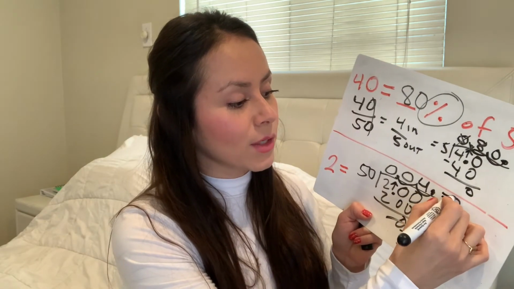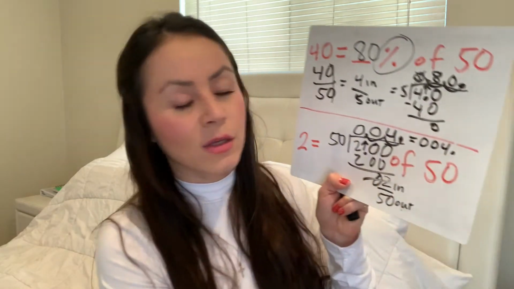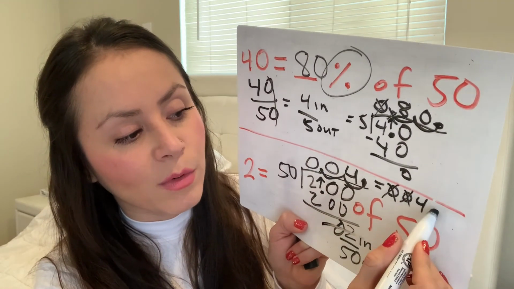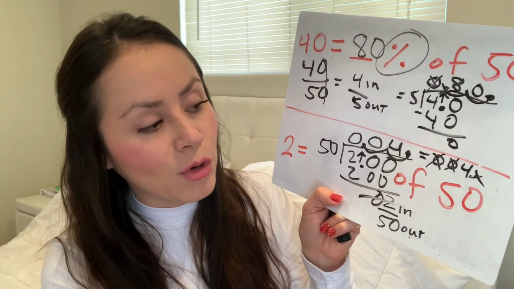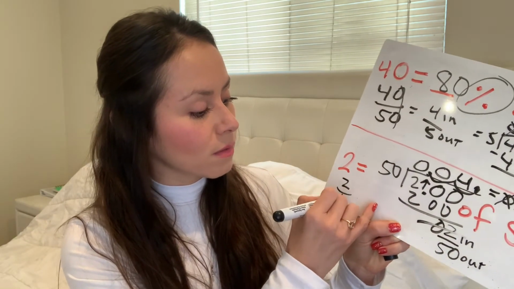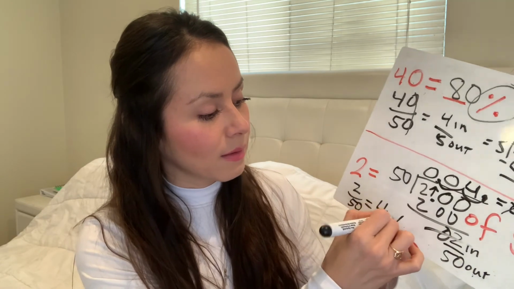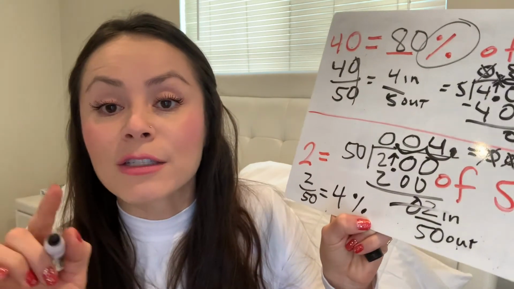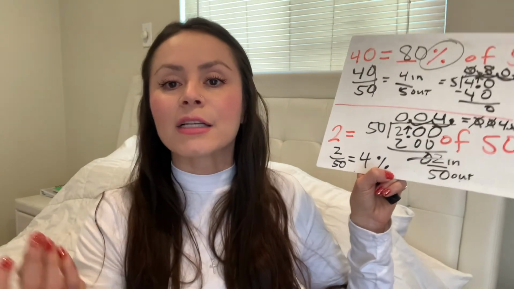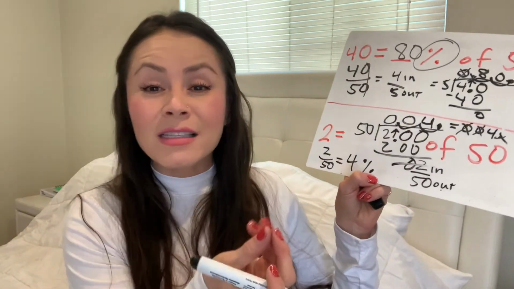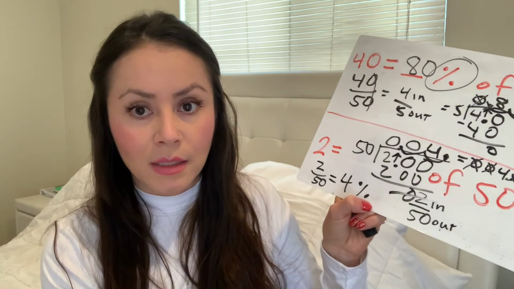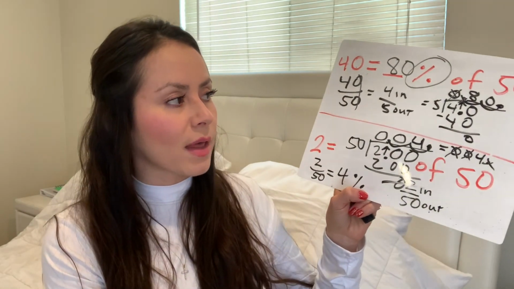So that becomes 004 with the decimal in the back. This 0 can be invisible, this 0 can be invisible, that decimal can be invisible. So your answer is 2 out of 50 equals 4%. And that makes sense. Remember, I told you it has to be a small amount because 2 out of 50 is a little bit. It's like $2 out of $50. That's a small amount. That's only 4% of your 50 bucks. It's a small percentage, and we know that is correct.